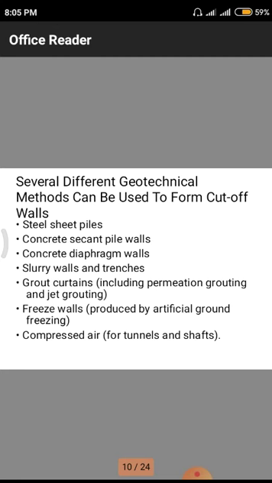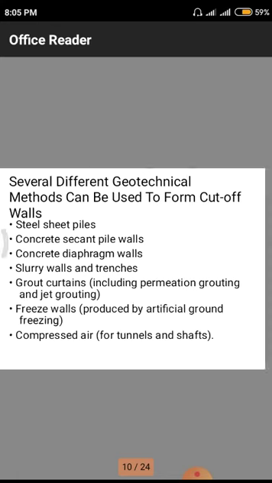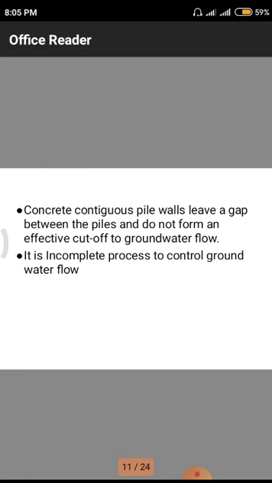Automatically, due to those pressures, water will be separated in our soils. Next, concrete contiguous pile walls leave a gap between the piles and do not form any effective cutoff to the groundwater flow. So these concrete contiguous pile walls are also one of the methods. In this method, the pile walls simply give a protective medium to control the groundwater flow.